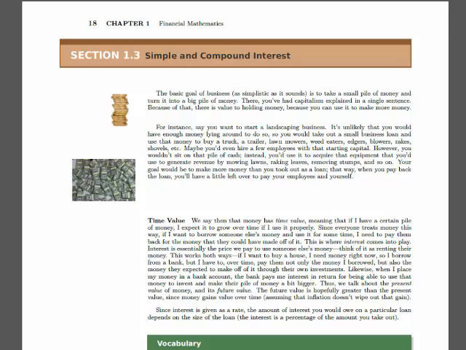Section 3 of the finance chapter is called Simple and Compound Interest. In this section we introduce the idea of interest, and the idea is fairly straightforward. Simply stated, the basic goal of business is to take a small pile of money and turn it into a big pile of money.